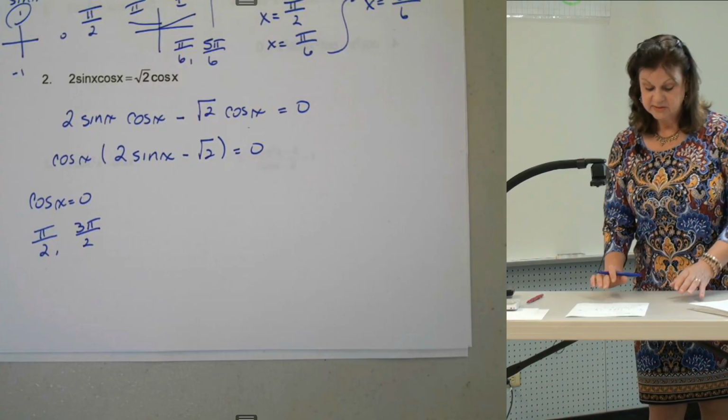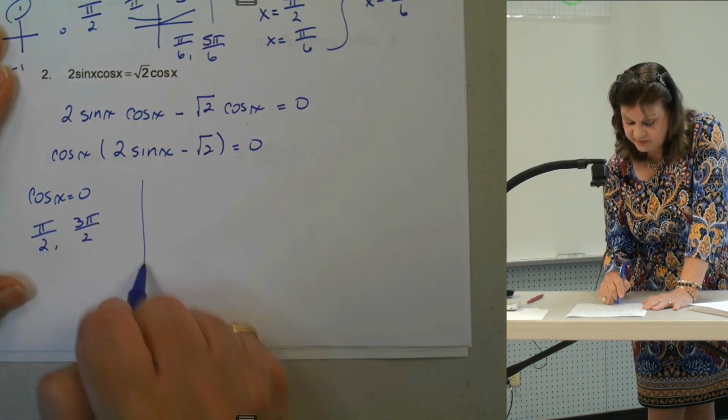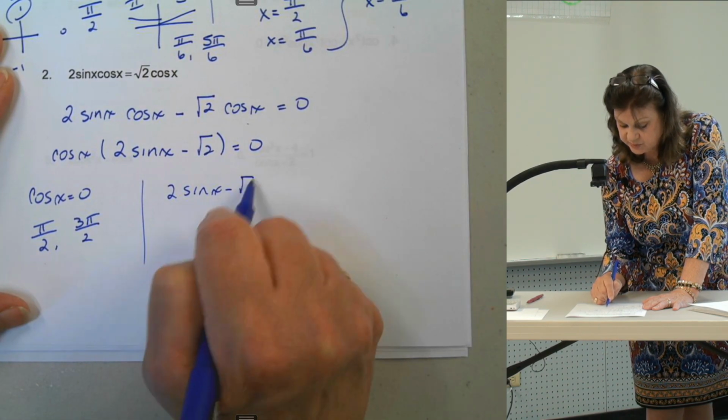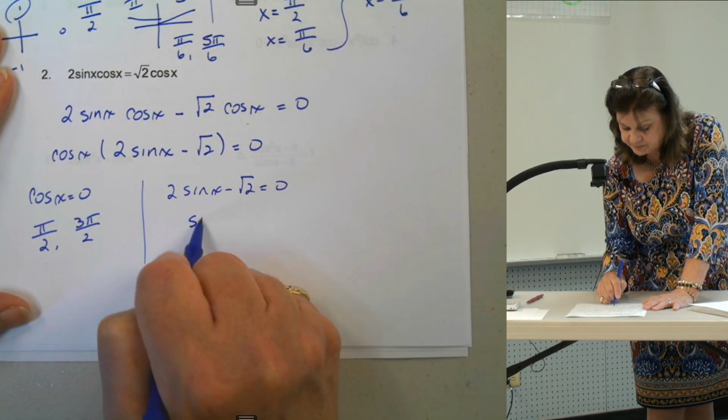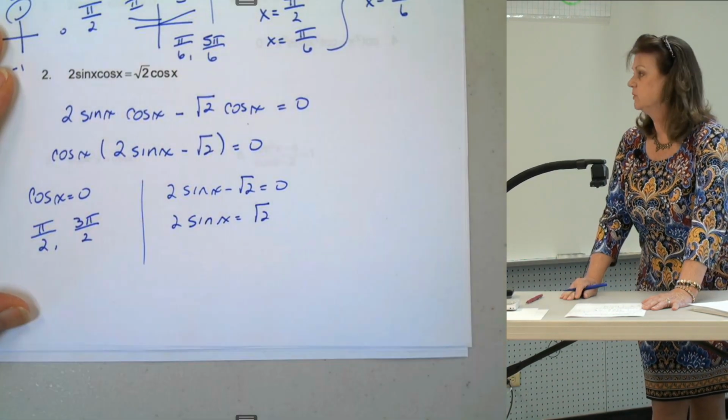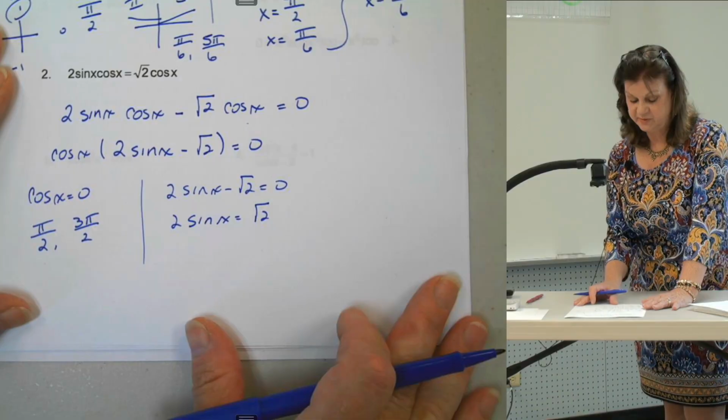Now, let's look at the other one. Now I've got 2 sine x minus root 2 equals 0. 2 sine x equals root 2. I'm just adding the root 2 to both sides. I'm going to divide by 2.